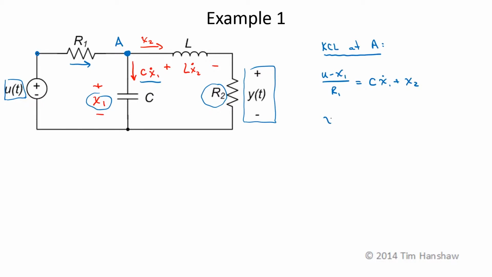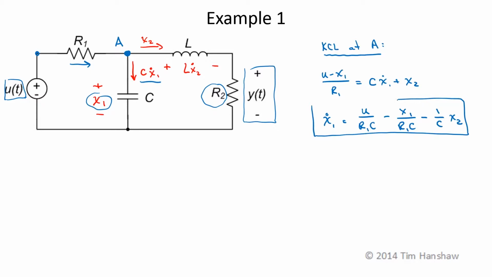I can solve this for x1 dot to get a state equation. So this is u over R1 C minus x1 over R1 C minus 1 over C times x2. There's my first state equation. Since I have two state variables, I need two state equations. Let's try doing KVL around this loop to get our second state equation.